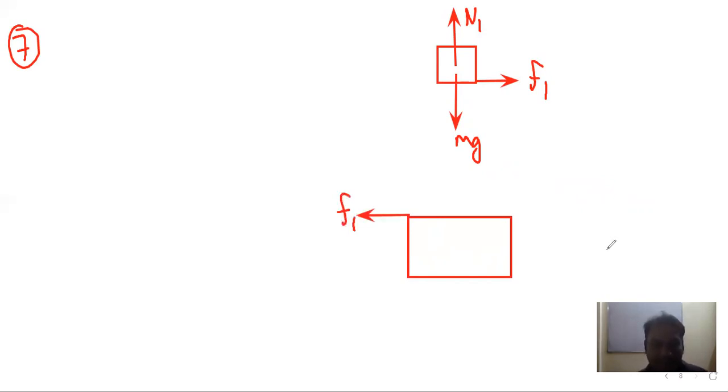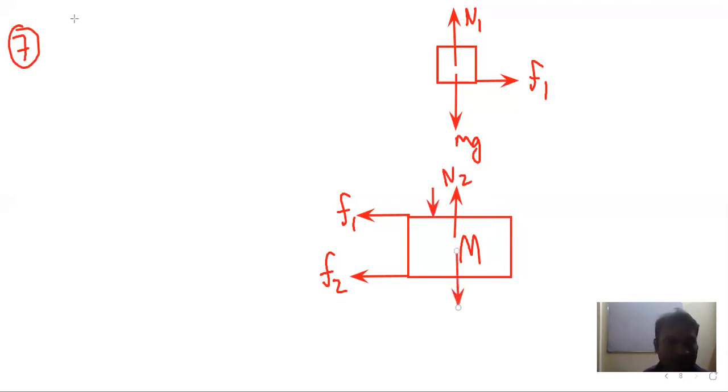And this capital M is moving in the forward direction, so friction F2 will also act in the backward direction. This is the friction by the ground on the block of mass capital M. Then we have normal reaction, which is N2, and we have the normal reaction N1 and weight Mg, so capital M into g. Also, we have the applied force capital F.